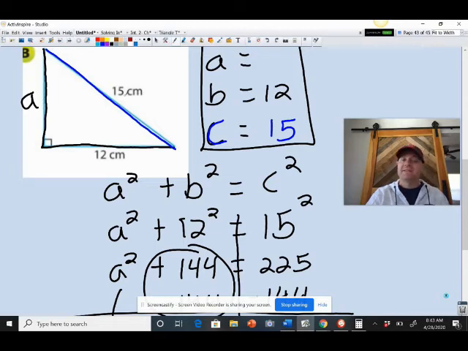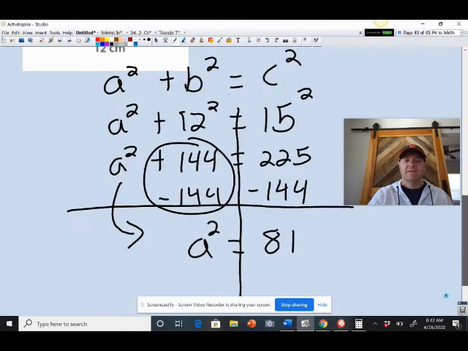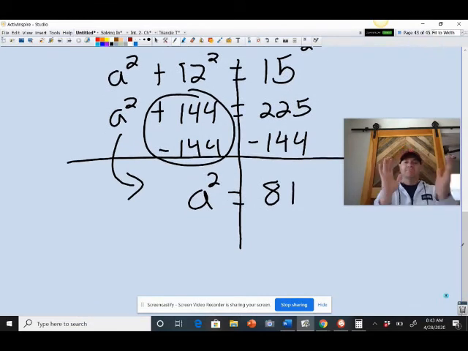And 15 has to be the biggest number because it's the hypotenuse. So we know we're looking for a number that is going to be less than 15. So we have to come back here and figure out what I did. Did I do something wrong? I didn't solve for A, I solved for A squared. This is A squared. So what we have to do is that last step, which is to get rid of a squared. And to get rid of a squared, we take the square root.